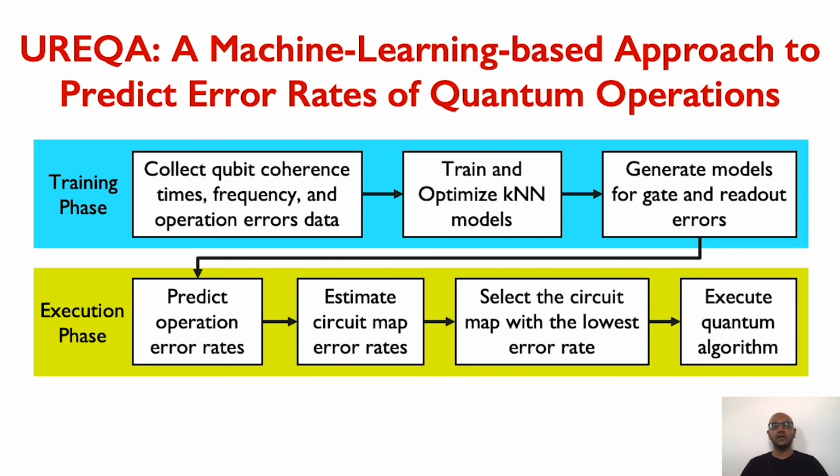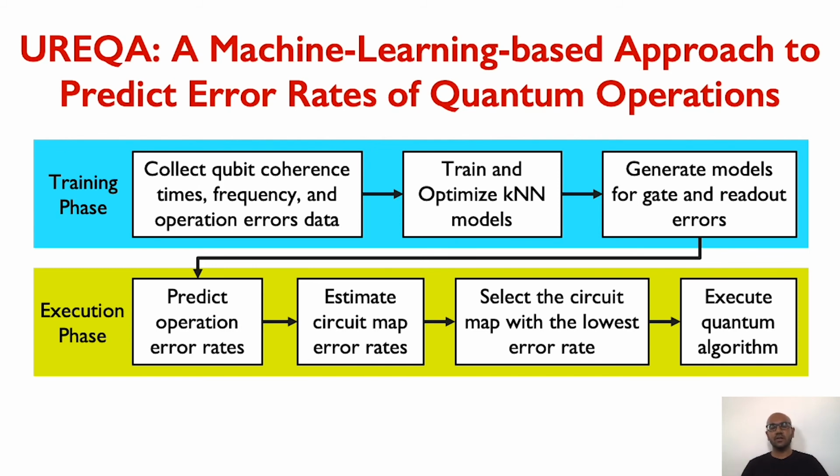So to generate the data for training, UREQA has the training phase, which is a one-time phase where it collects data from running thousands of different microbenchmarks on all of the qubits of different quantum computers. Each microbenchmark consists of a single operation which is run and then measured, and then the error for that operation is generated. Along with these microbenchmarks, UREQA also collects information about qubit coherence times and frequency, which are readily available from the calibration.